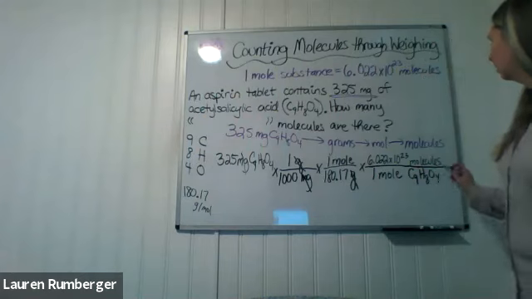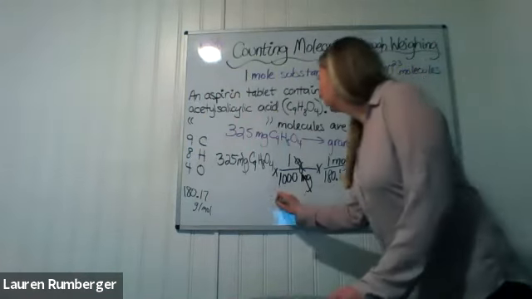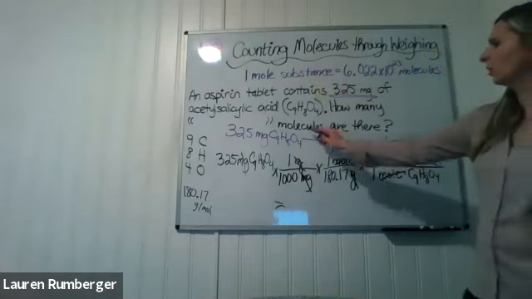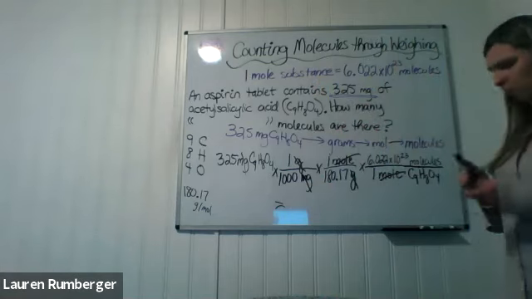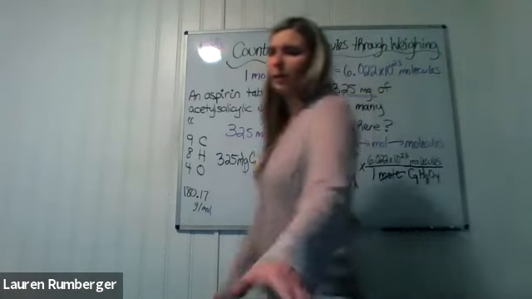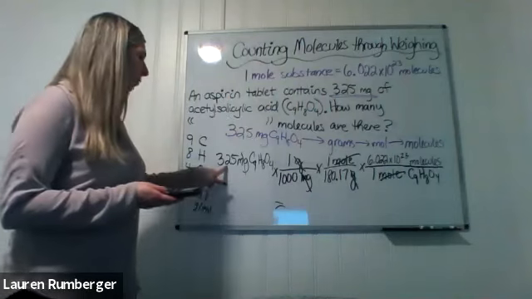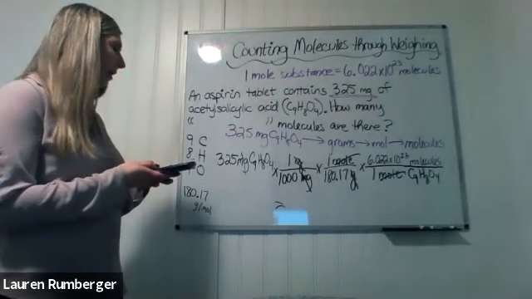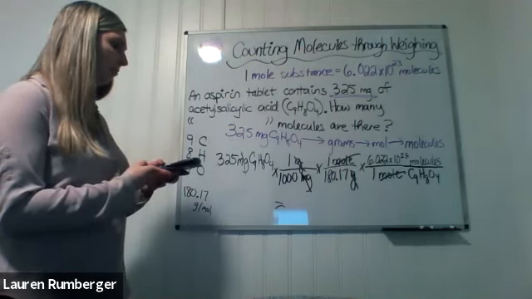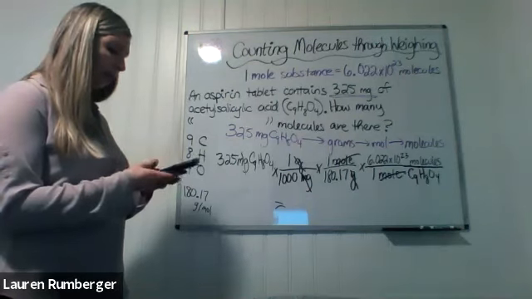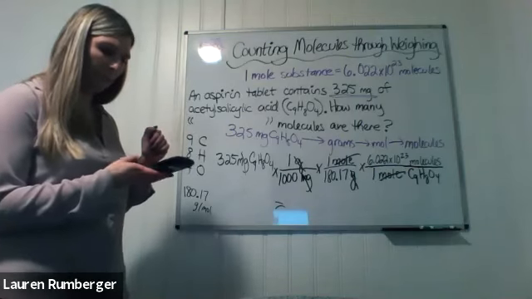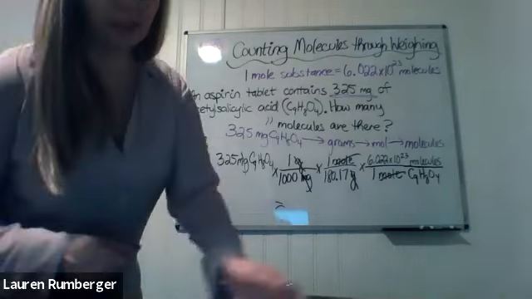Once we cancel our units, we see that we've got to molecules, which is what our question asked for. How many molecules are there? Once we've gotten to this part, we can use our calculator. In our calculator, we're going to place 325 divided by 1,000, divided by 180.17, and then multiply that by Avogadro's number. Remember to use parentheses since we have an exponential number so that it does the correct order of operations.